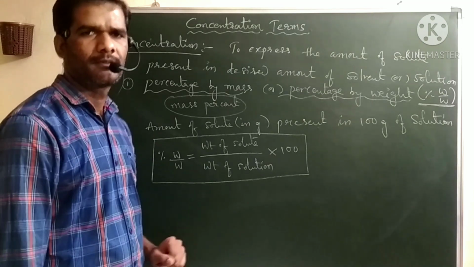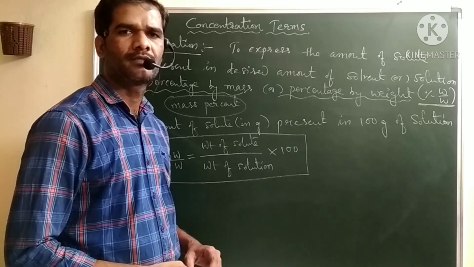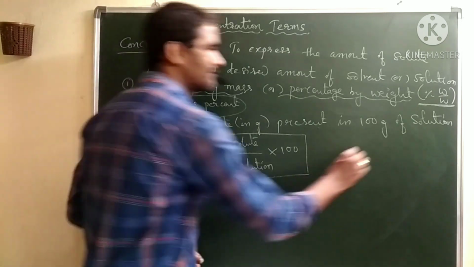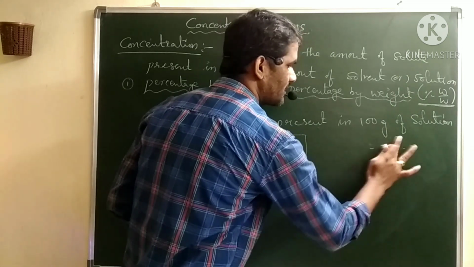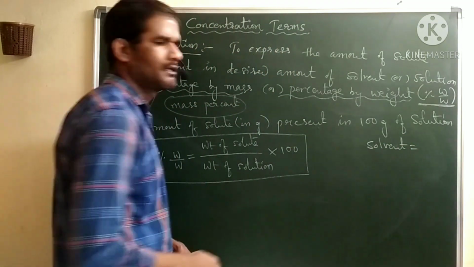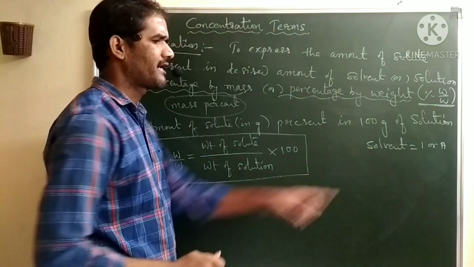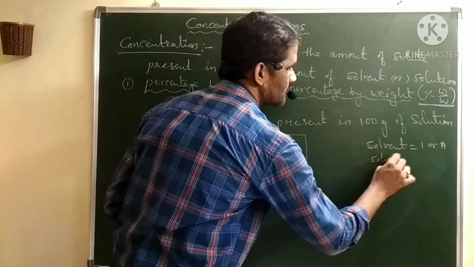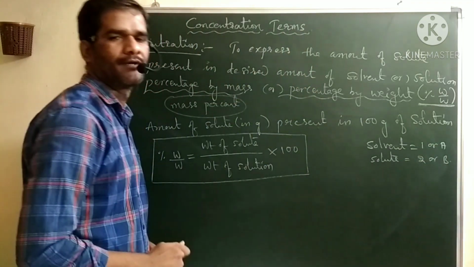One point you should remember: generally in concentration terms, instead of always writing solute, solution, mass, weight, we use some symbols. First let us take the solvent, which is larger. Solvent is the first component. We can use either the number 1 or the alphabet A. Instead of always writing solvent, you can use the symbol 1 or A. Similarly for solute, you can use the symbol 2 or the alphabet B, anyone.